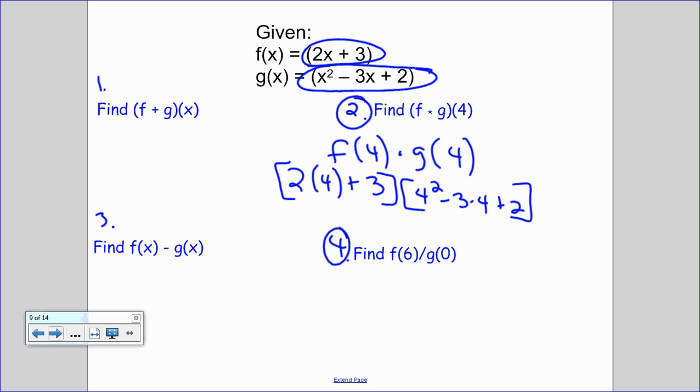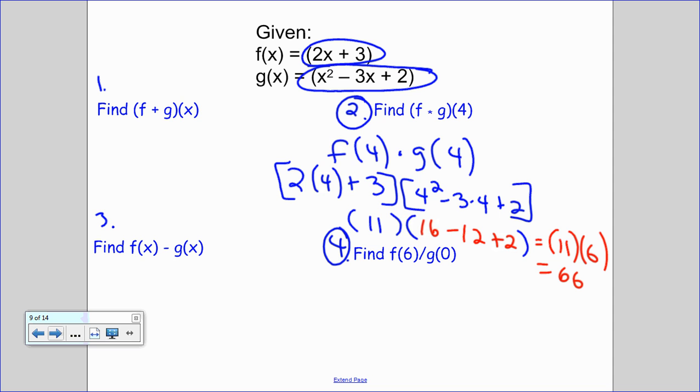So now it's just arithmetic. This is 8 plus 3, which is 11. And then that's going to be 4 squared. I'll write it out. It's going to be 16 minus 12 plus 2. And it looks like this is going to be 11 times 6. So I get 66.